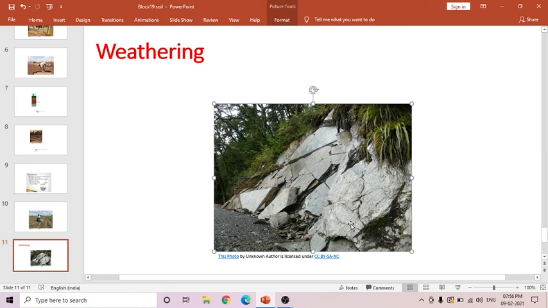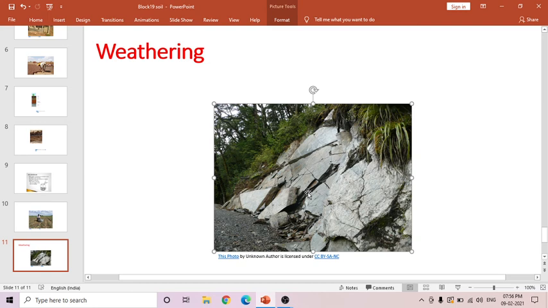Next question, explain how soil is formed. Due to the breakdown of rocks, the soil is formed, and it is called weathering. And the last question is, the top layer of the soil gets washed away due to heavy rains. Why is it important to save it?